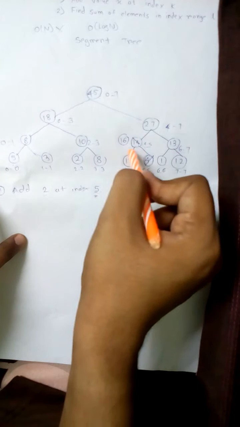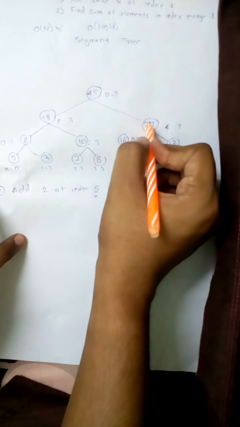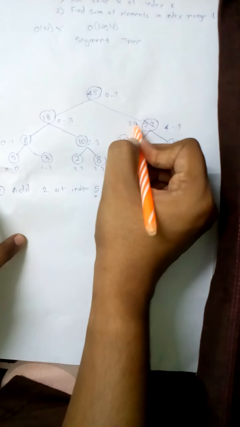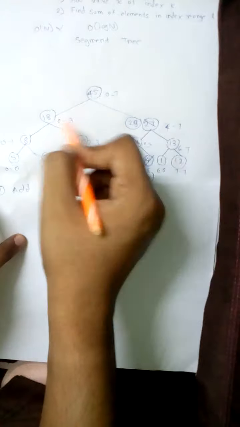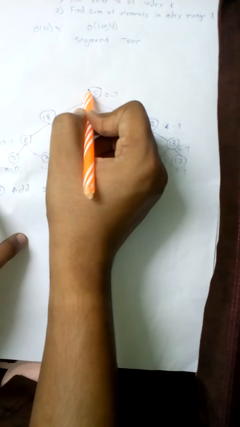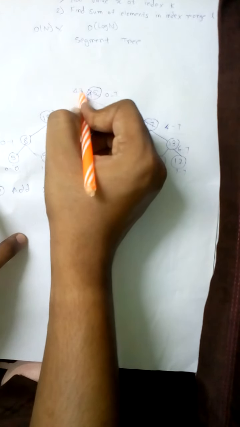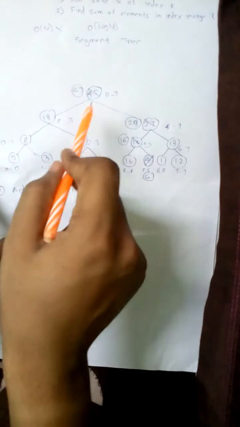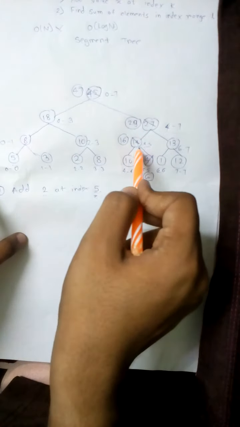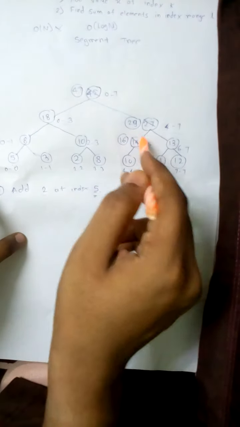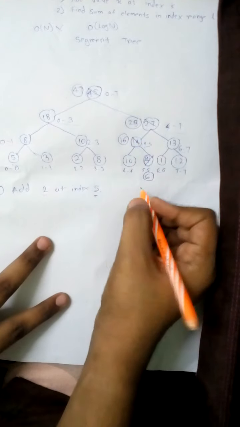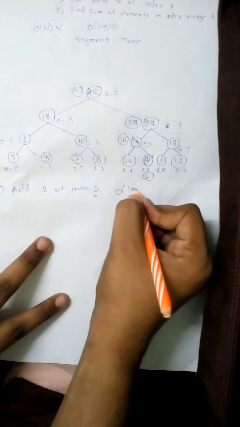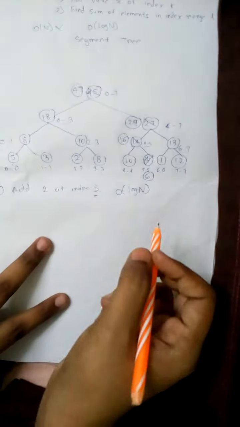So 16 plus 13, so this node will update to 29. So the value of this node will be 29, and 18 plus 29, so it will become 47. So this is how we run the query. As you can see, we reached only log n levels. So the complexity for the update query is O of log n.